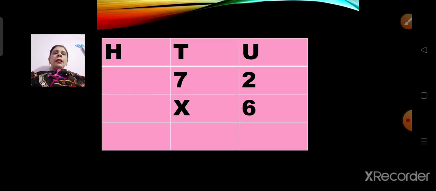Now next. Now we finish multiplying by the lattice method. Now we will multiply vertically. The question is 72 into 6. The numbers are arranged according to their place value. Let us start multiplying.